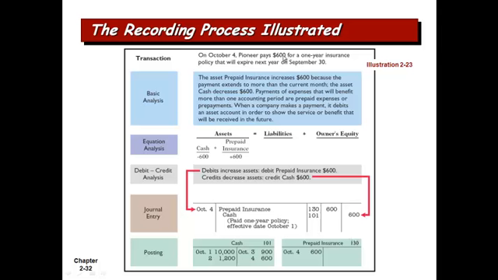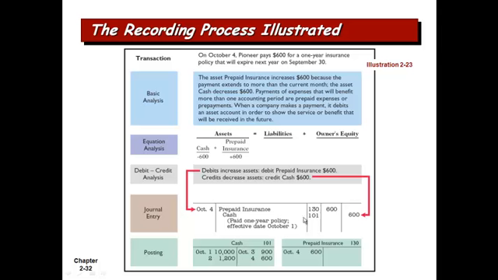Pioneer pays $600 for a 1-year insurance. Keyword: 1 year. They're paying 12 months in advance, so they're prepaying. That'll expire next year on September 30th. So that's going to be prepaid insurance, the journal entry, on October 4th. We're going to debit that asset for $600, and we're going to credit cash for $600.